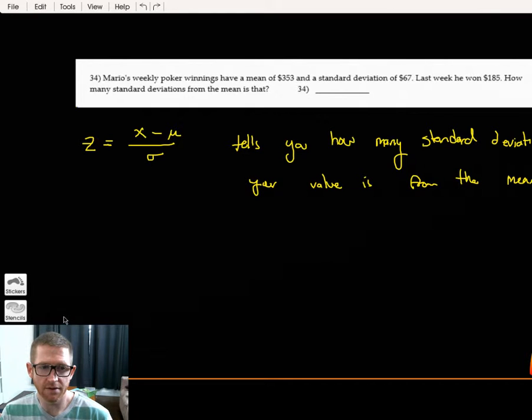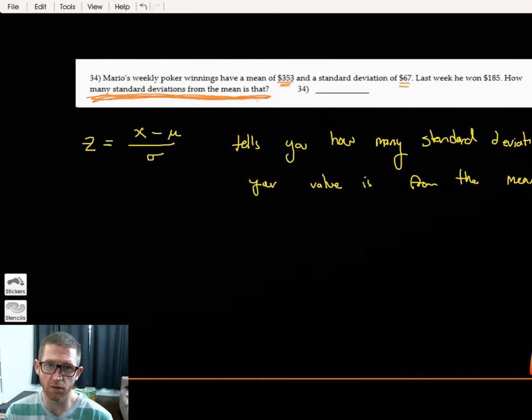So if you're given this situation where Mario's weekly poker winnings has a mean of $353 a week and a standard deviation of 67, last week he won 185. How many standard deviations from the mean is that? So basically you're being asked what the z-score is. How many standard deviations away from the mean is that? Not really looking for relative position like a negative or a positive, just wanting how many. So it's different than z-score, but the calculation is the same.